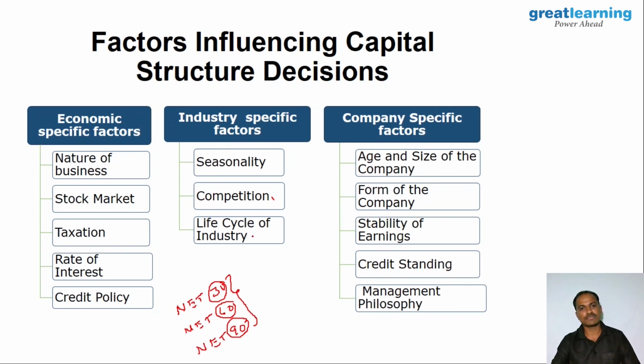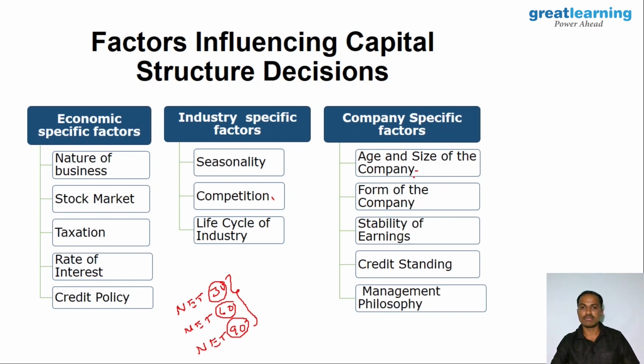Life cycle of the industry is another factor which has a bearing on the capital structure. And the age and size of the company. If the company is younger and small in size, if they're ambitious, they'll go for equity. Else, if the company is at the saturation level, they'll go for debt. The age of the company and the size of the company matter a lot.